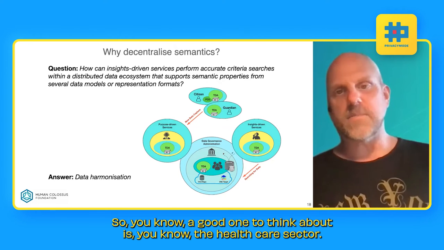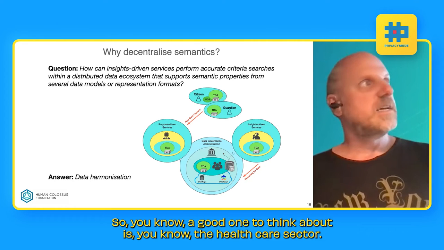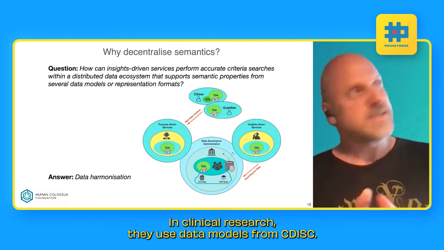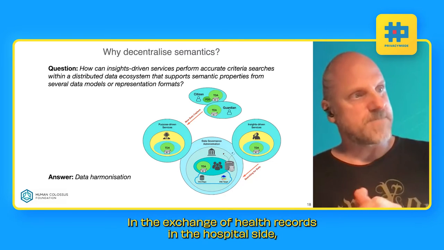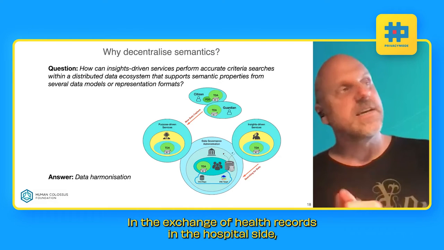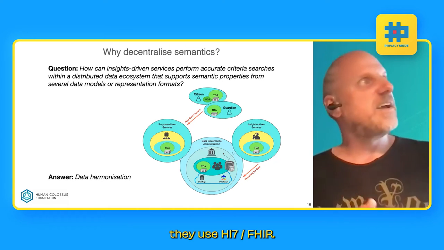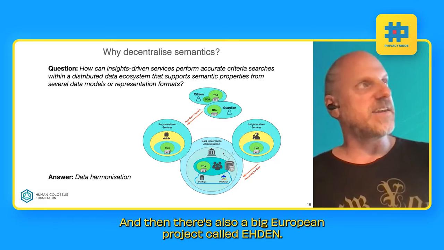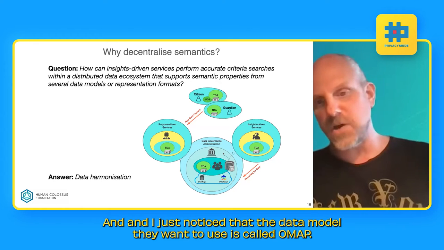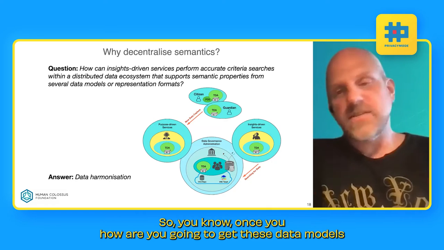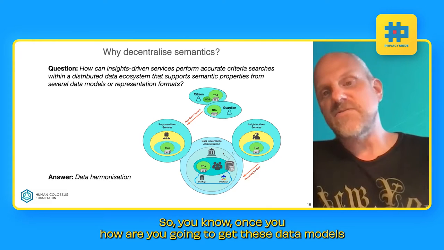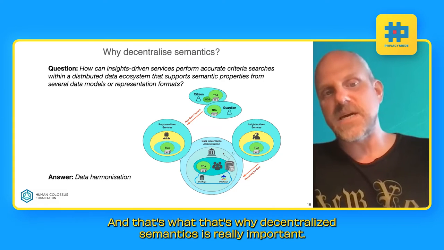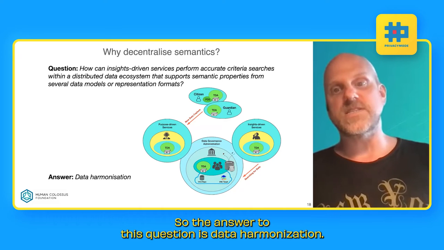A good one to think about is the healthcare sector. In clinical research, they use data models from CDISC. In the exchange of health records on the hospital side, they use HL7 FHIR. And then there's also a big European project called EHDEN, E-H-D-E-N, and I just noticed that the data model they want to use is called OMOP. So how are you going to get these data models or representation formats to understand each other? That's why decentralized semantics is really important. So the answer to this question is data harmonization.